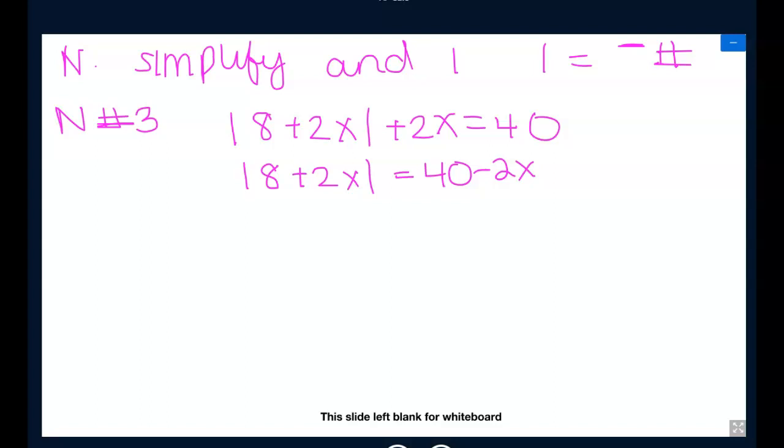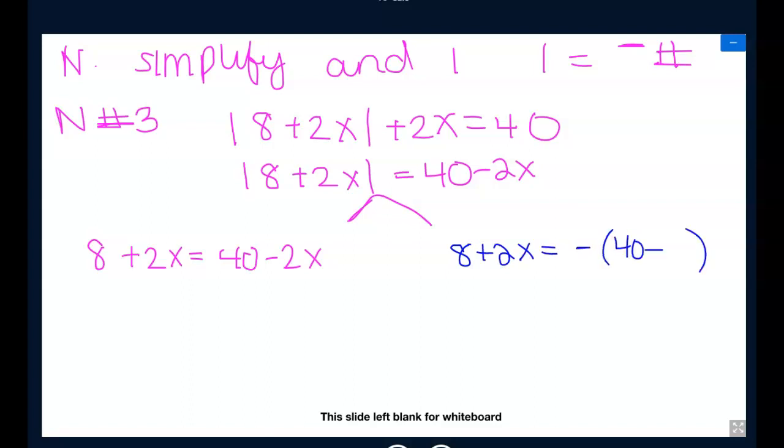Once the absolute value is isolated, you split the problem. So it's 8 plus 2x equals 40 minus 2x. And then the opposite side is 8 plus 2x equals negative the entire part of 40 minus 2x.